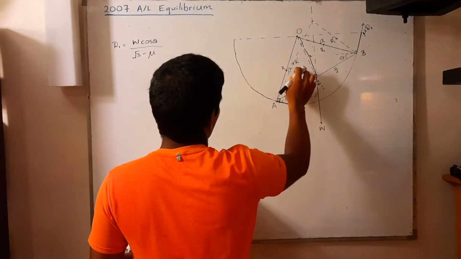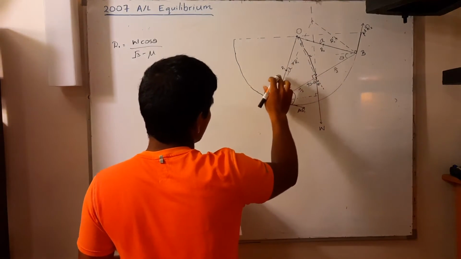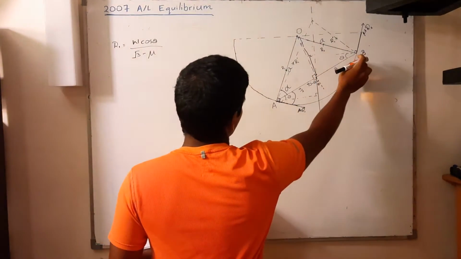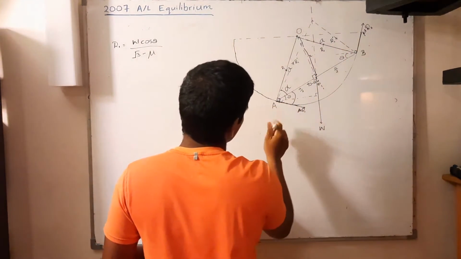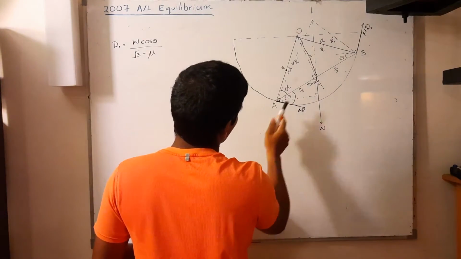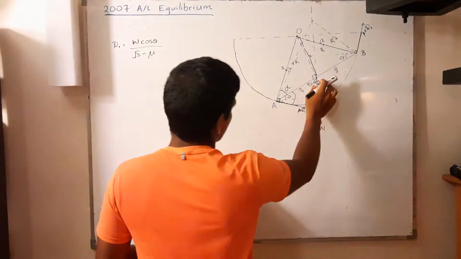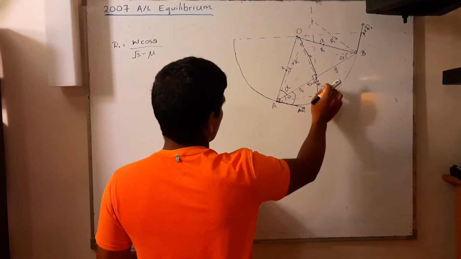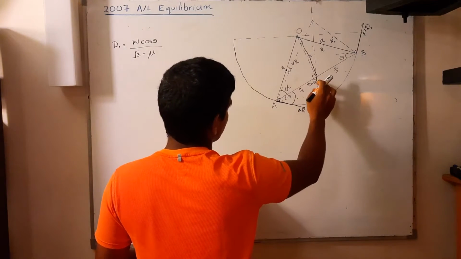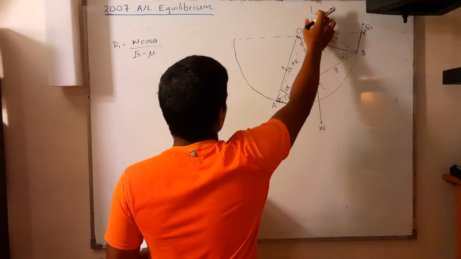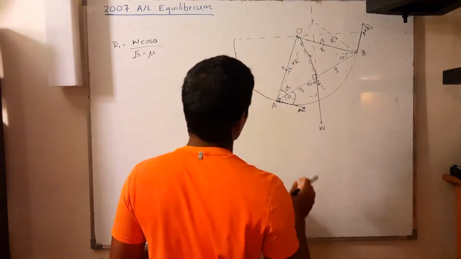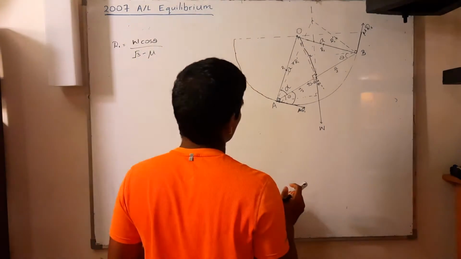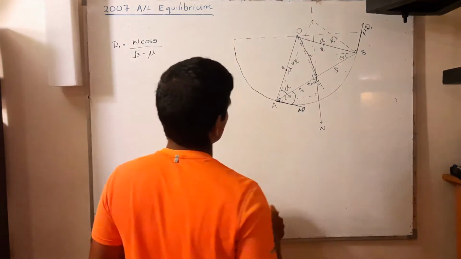As you can see, R1 dash is a resultant of R1 and mu R1, and similarly R2 dash is a resultant of R2 and mu R2. Those are the resultant forces acting from point A and point B, and they meet the line of action of the weight acting from the midpoint of the rod. I drew these two forces just so that you all get a clear understanding about it, but it's not necessarily important for the question.